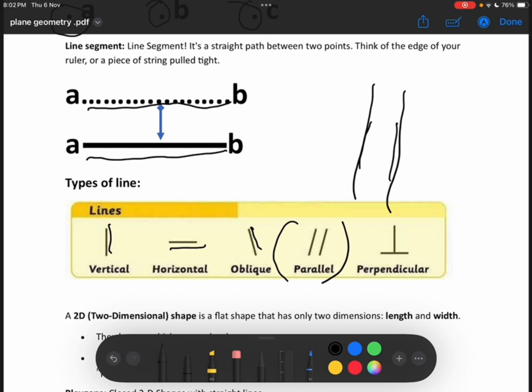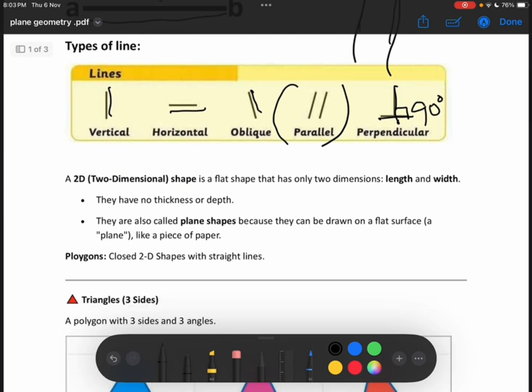And after parallel lines, next is perpendicular lines. When the lines are making a 90-degree angle, we call those lines perpendicular to each other. So moving to next, what are 2D shapes?